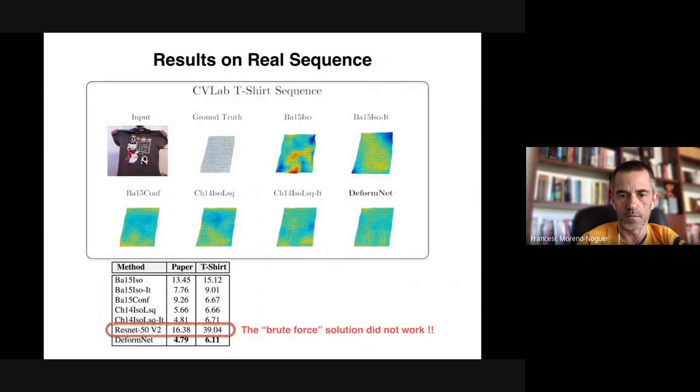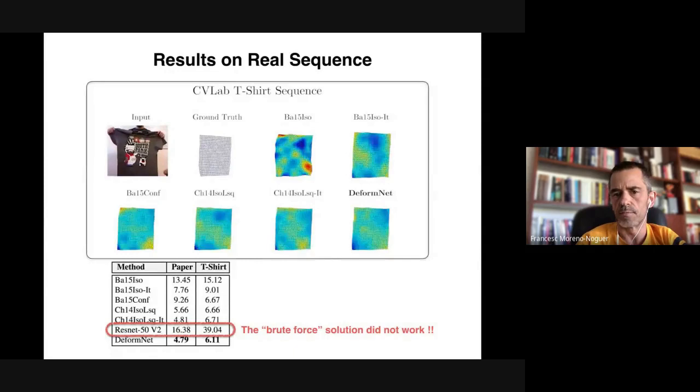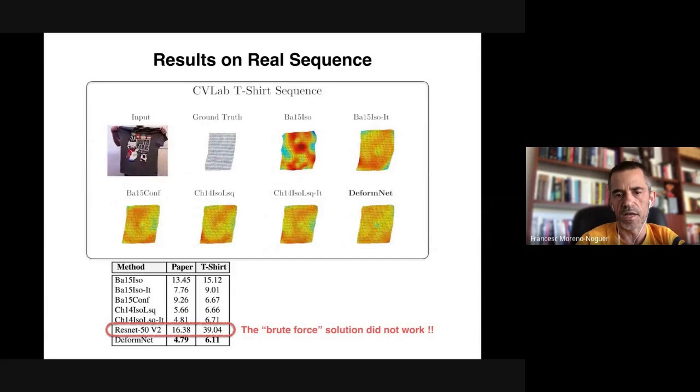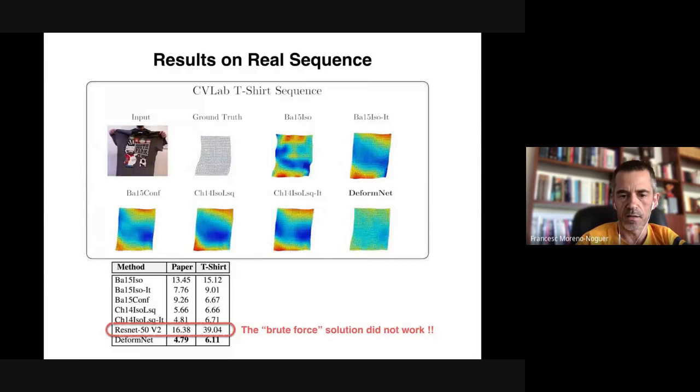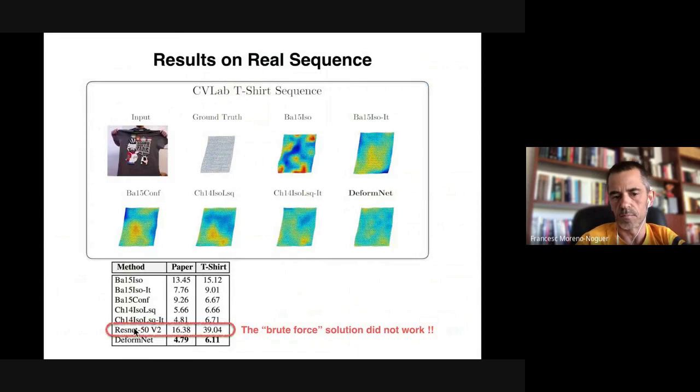So more examples on this was the CLOTH sequence. The ground truth was computed using a Kinect camera, and then we evaluated using just the RGB images. And again, our method was the one performing the best. All right. And again, the ResNet, the brute force solution, completely failed. All right.